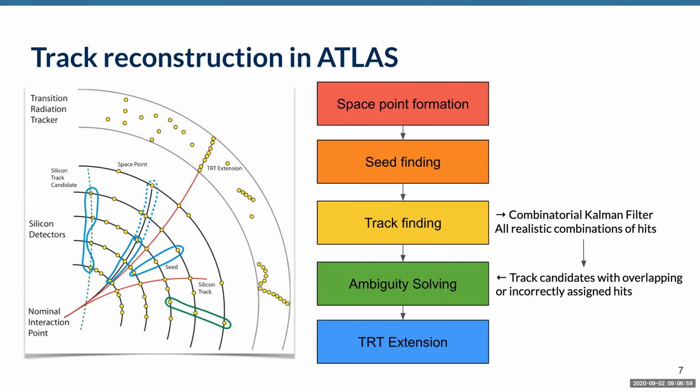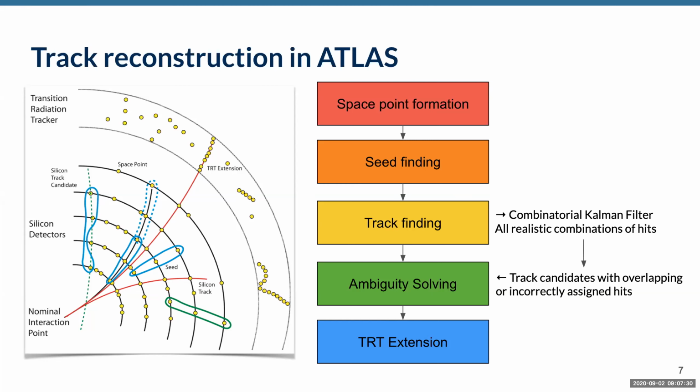So to provide a little bit more context into what ambiguity resolution does, let me very briefly explain the track reconstruction chain that is used in Atlas. So the first step is the space point formation step, which finds the location of the particle hits in the various layers in the detector. Once these are found, the next step is called the seed finding step, and this consists of finding compatible groups of hits and using them as seeds for the initial starting point of a possible track.